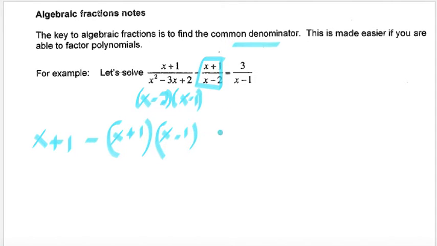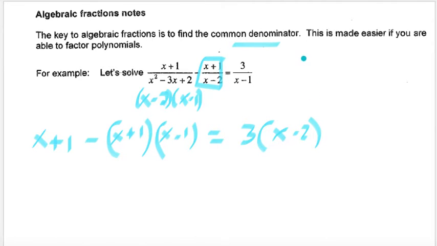Then there's the equal sign. And I have 3 in the numerator. But in the denominator, I have x minus 1. I need x minus 1 and x minus 2. So I need to multiply the numerator and the denominator by x minus 2. Now you might say, you didn't write the denominators. Well, there's a reason for that.